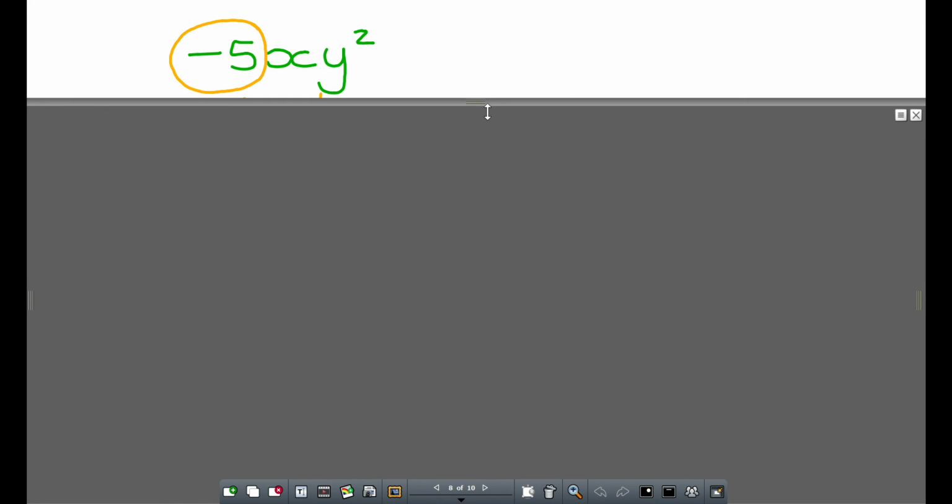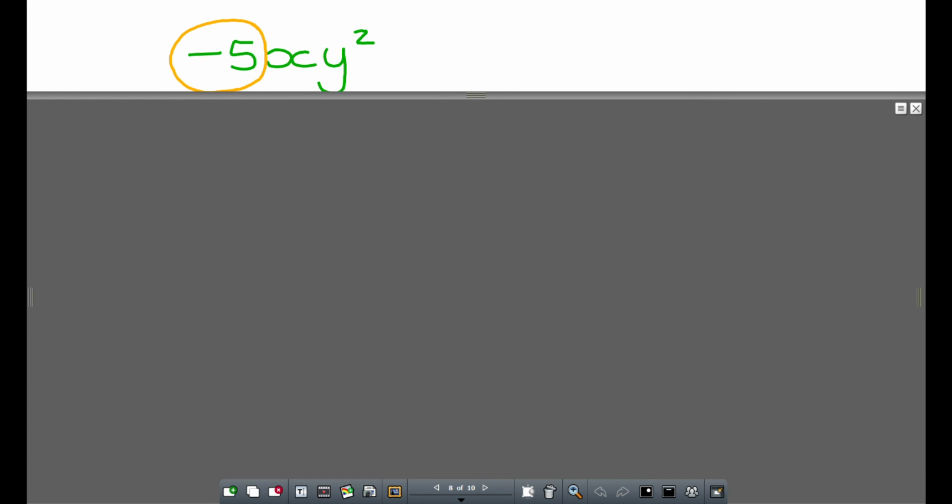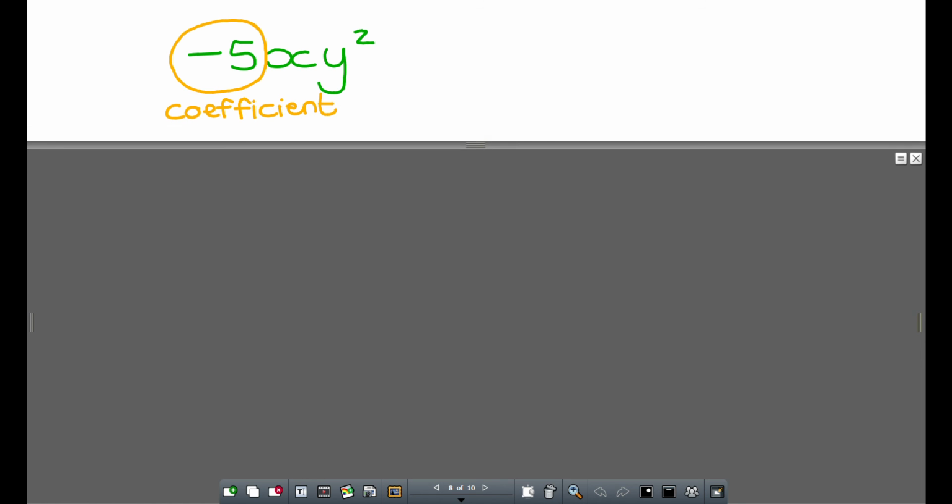Now there we go. Okay, minus 5xy squared. That minus 5, and you'll see I include the minus as well, not just the 5. The sign must always be included. That sign is part of the 5. Okay. Right, so minus 5 is written in front of my variable. And what do we call it then? That is a coefficient.